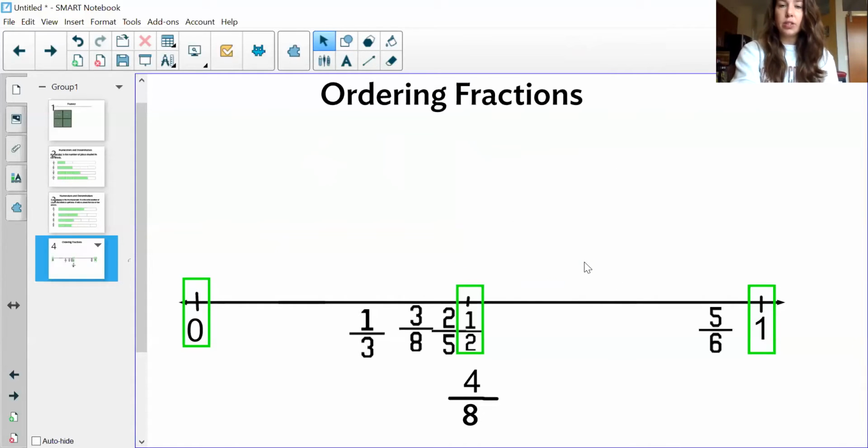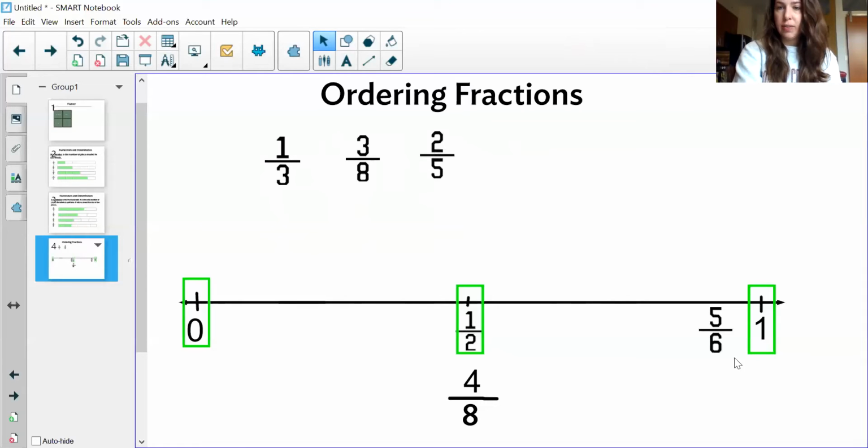So I want you guys to do this on your own, on your paper. I'm going to take them off the number line, and I want you to do this on your own, on your sheet of paper. You can always comment with any questions that you have, but I want you to draw the number line on your sheet of paper. All right, good luck, guys.